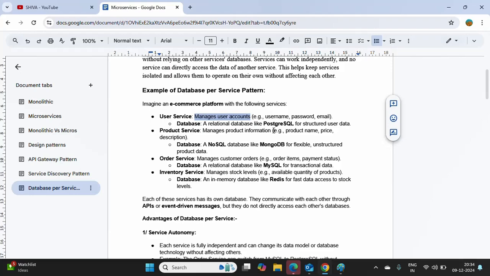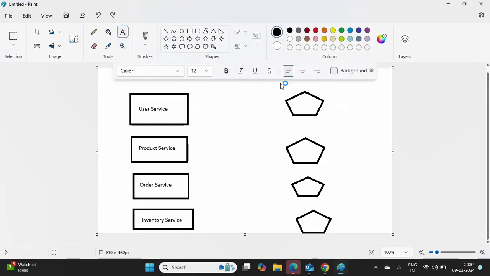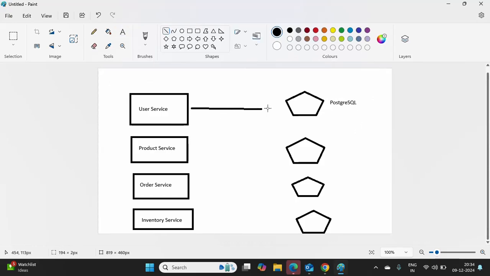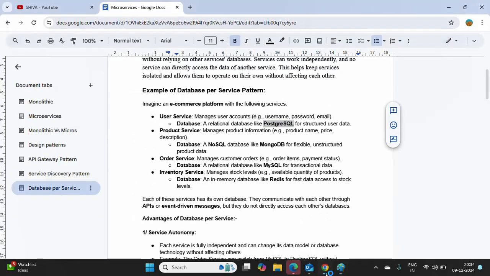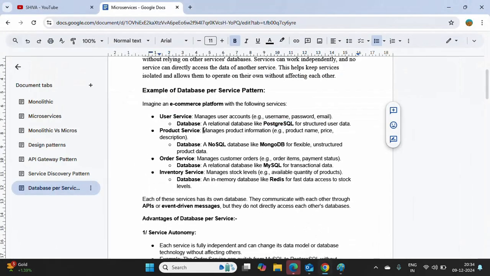The database I'm going to use for user maintenance is Postgres. My user service is going to interact with this database. Then the next one is the product service. What is the purpose of the product service? It will manage the product information. That means it is going to manage the number of products, which products are available, and the price and description. Product-related information is what it is going to store.